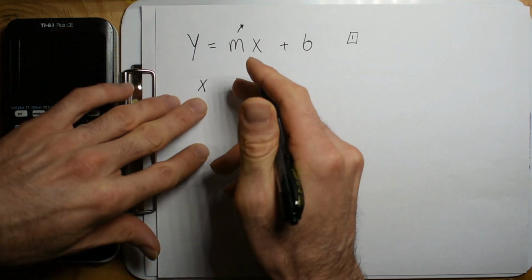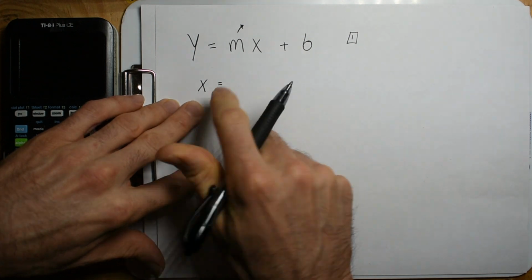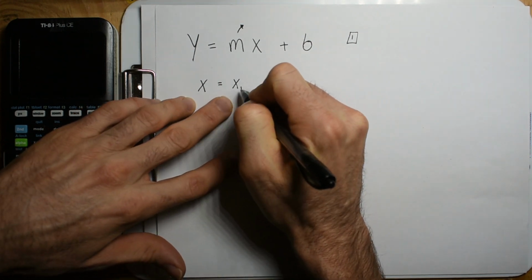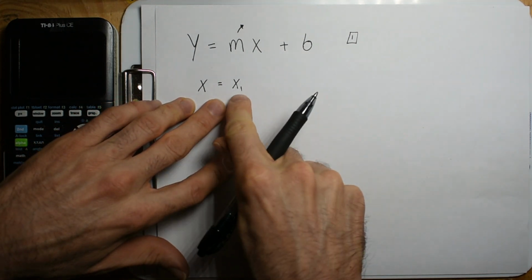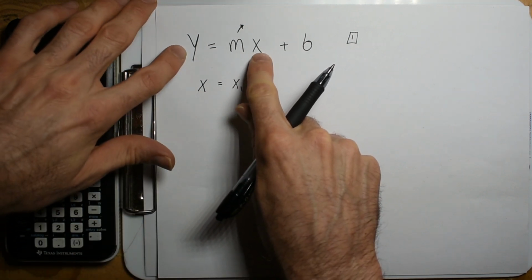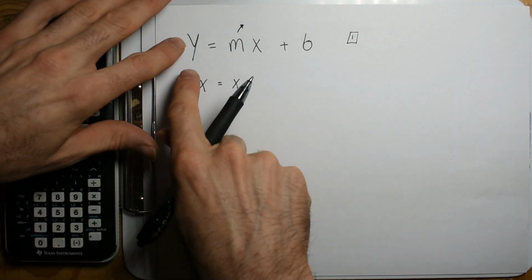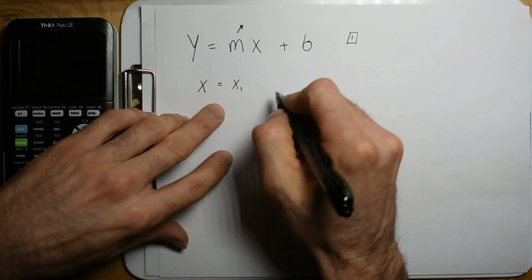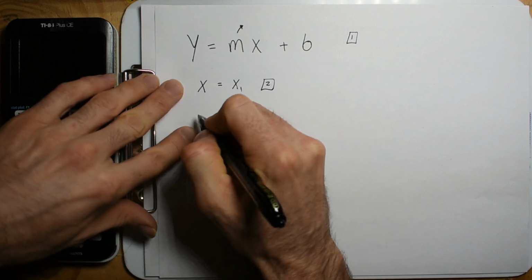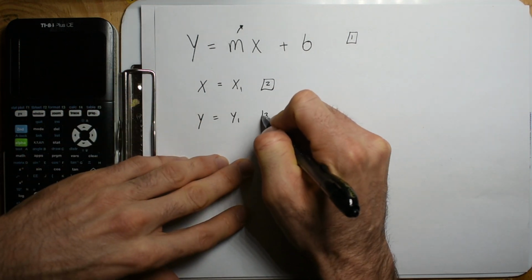This might not be super obvious, but if you do it this way, you're like, oh yeah, no duh. So I'm going to say x is going to be a value x1. And this could be any number, because if you have an equation for a line, you can throw in any value for x, or you could do it in reverse and throw in any value for y. So this is our second equation. And then I'm going to say y is equal to y1. That's our third equation.